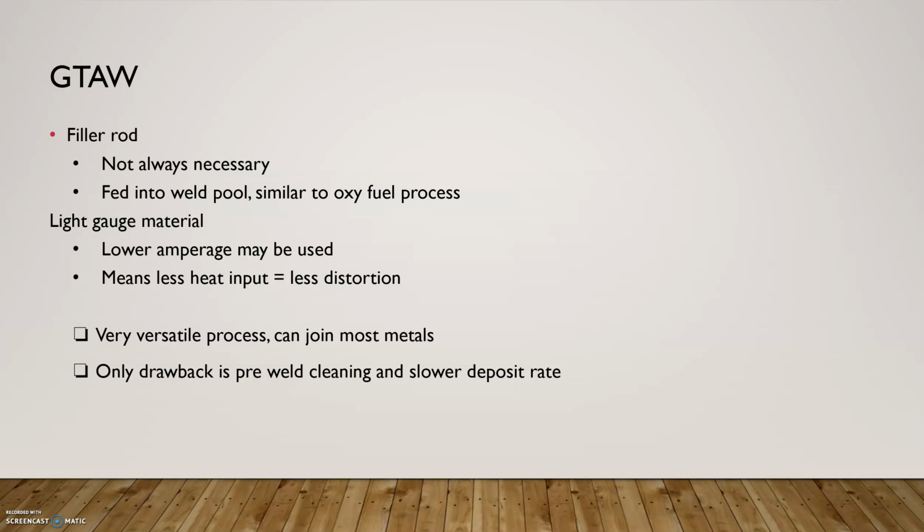TIG welding, which means tungsten inert gas welding, can be used for joining or repairing most metals and most alloys. The main drawback is how clean the material must be and how slow it takes to deposit the material.